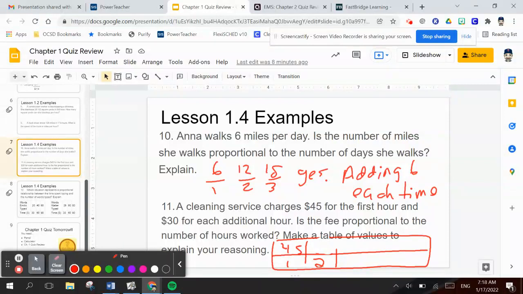So 45 plus 30 would be $75 for 2 hours. 3 hours would be 105. 4 hours would be 135. So does it add the same each time? 45 plus 45 would be 90. So that's not proportional. So no.